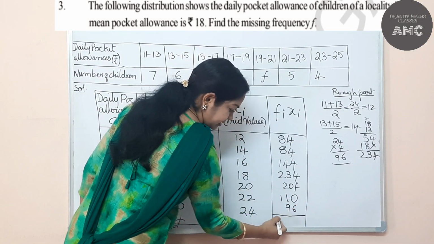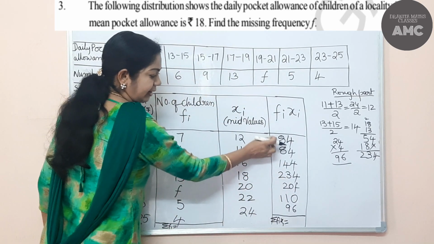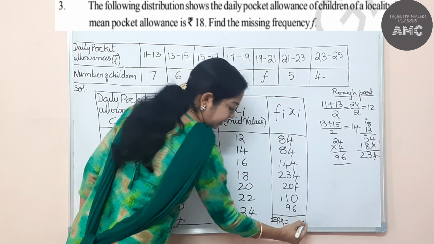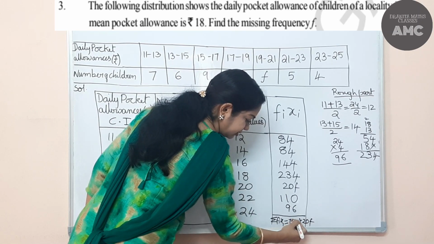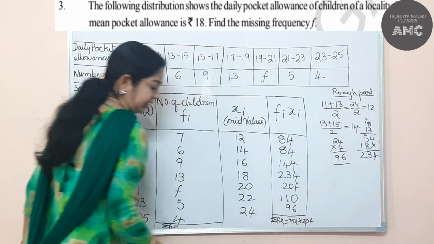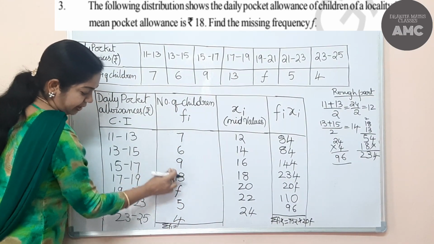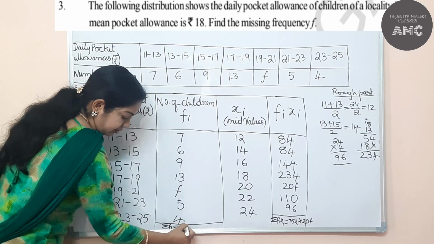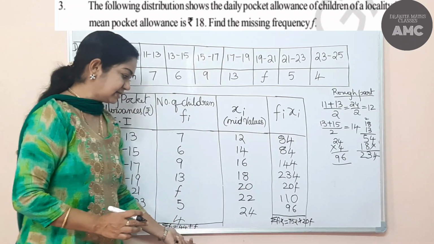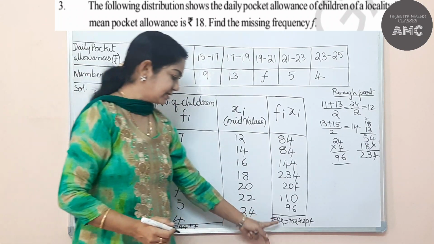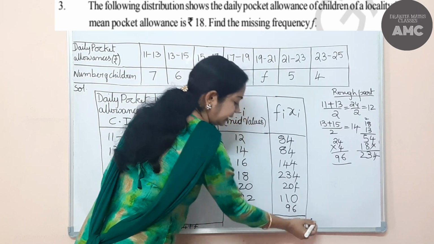So we will find the sigma of this product, sigma fi xi. If you add all of them, plus 20f, it comes to 752 plus 20f. And also we have to do the summation of the frequencies. Here if you add them, you get 44 plus f. Okay, sigma f is 44 plus f, and sigma fi xi is 752 plus 20f.